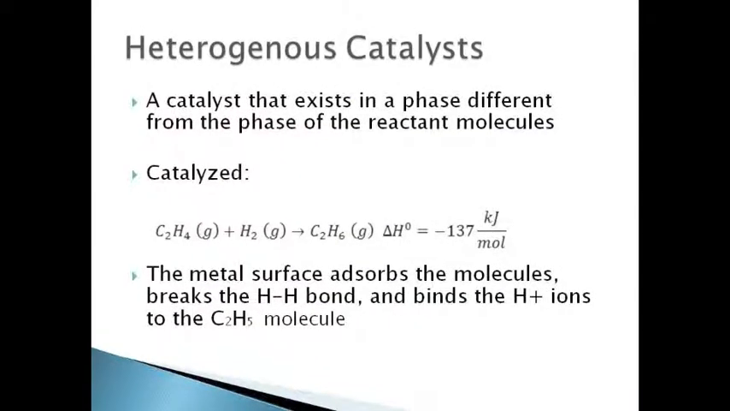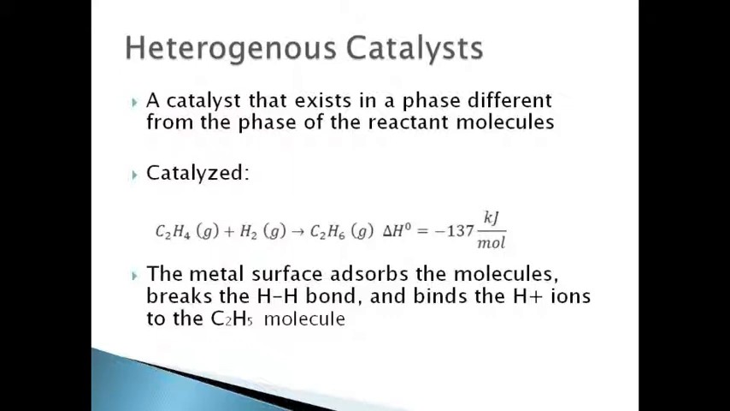The next type of catalyst is called a heterogeneous catalyst, which is a catalyst that exists in a phase different from the phase of the reactant molecules, usually in the solid state. We look at our catalyzed reaction. Hydrogen gas is added to C2H4 ethylene to produce C2H6 ethane in an exothermic reaction.